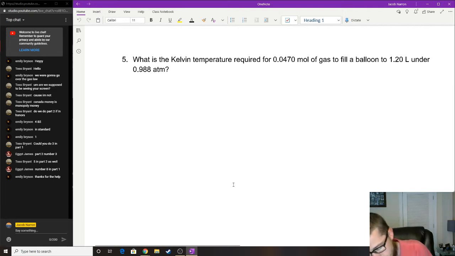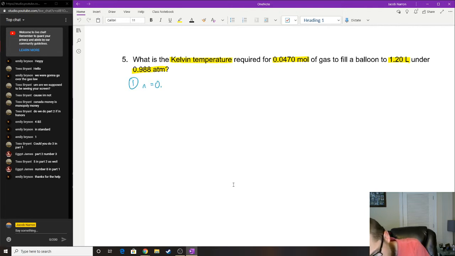Let's take a look at number 5. What is the Kelvin temperature required for this many moles of gas to fill a balloon to that volume under that pressure? So this one should be okay. Shouldn't be that bad. So let's see what we got. I just use green, so I'm going to use bright blue. Let's see what they gave us.